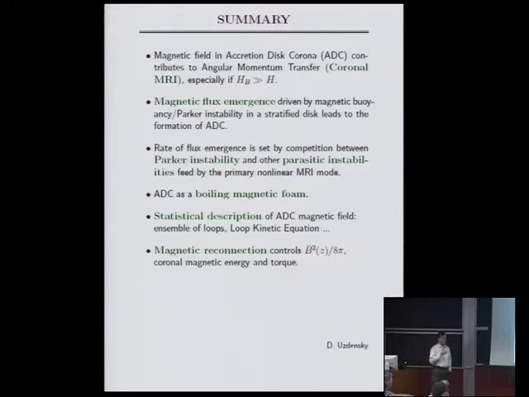Once you are in the corona, then one should apply some sort of statistical description to an ensemble of loops that describe the coronal magnetic field. And importantly, as we've shown here, magnetic reconnection controls this distribution function and therefore the magnetic energy density and all the global quantities.